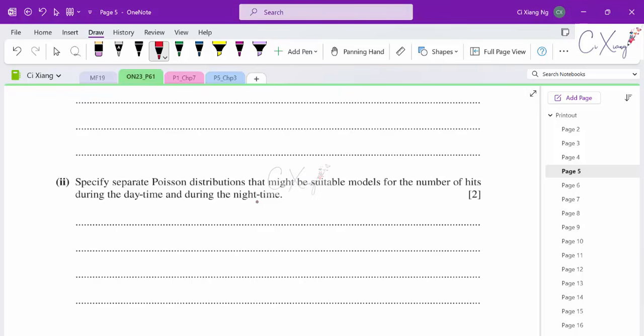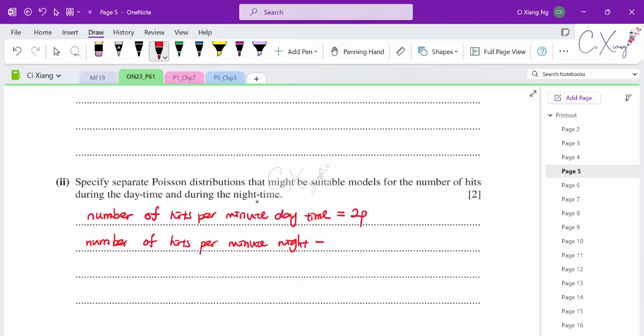So how can we find the mean for daytime and also the mean for the nighttime? For this calculation, we are using some common sense in maths, and also the ratio, to get the answer. We are talking about the number of hits per minute. For daytime, it is twice the number of hits during the night time, so I write it as 2p. Then the number of hits per minute for night time, I will define as p.